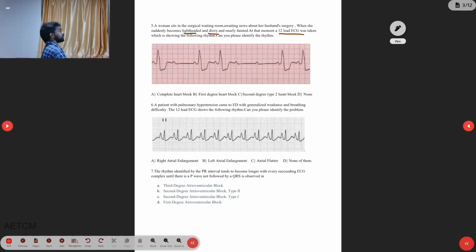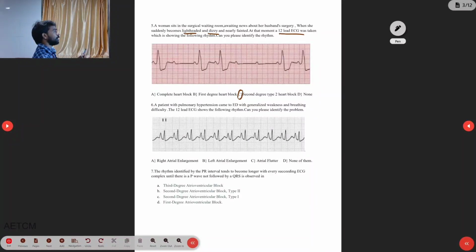So you will see this rhythm. The options for this one are: option A is complete heart block, option B is first degree heart block, option C is second degree type 2 heart block, and option D is none. So here the answer is second degree type 2 heart block, or else we can call it Mobitz type 2 heart block.